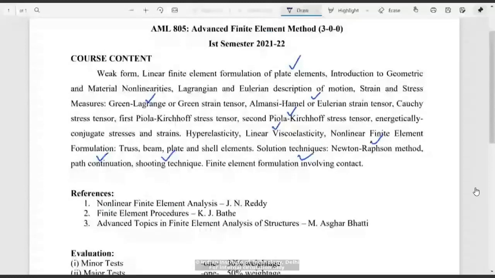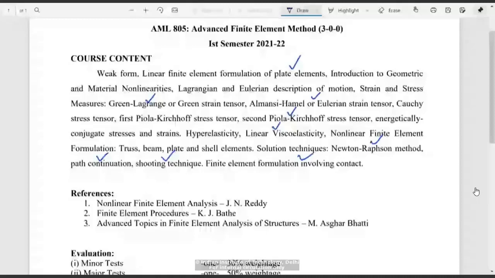Then you have the references. Some of the content I will be talking about you can find in Nonlinear Finite Element Analysis by J.N. Reddy. Also, the weak form you can find in the linear one, An Introduction to the Finite Element Method by J.N. Reddy. So the weak form you can study from that. And then the nonlinear problems from Nonlinear Finite Element Analysis by J.N. Reddy.